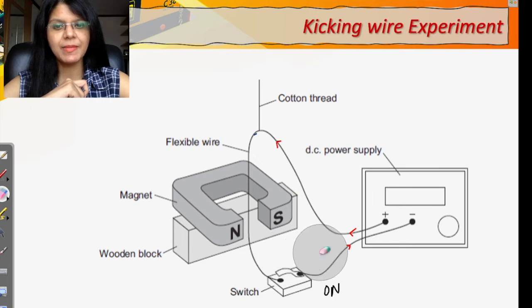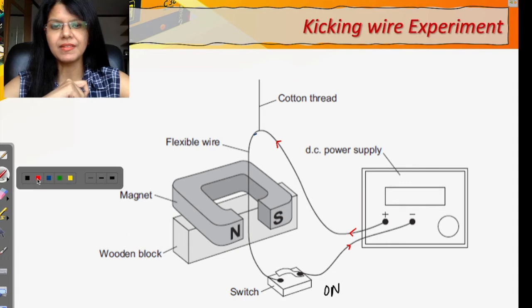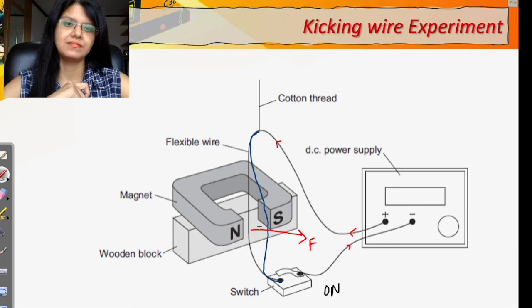As long as there is a current, the wire will experience an outward force, and it will move out, as I'm depicting with the blue ink. So the wire will not be in this position anymore. It will move out.